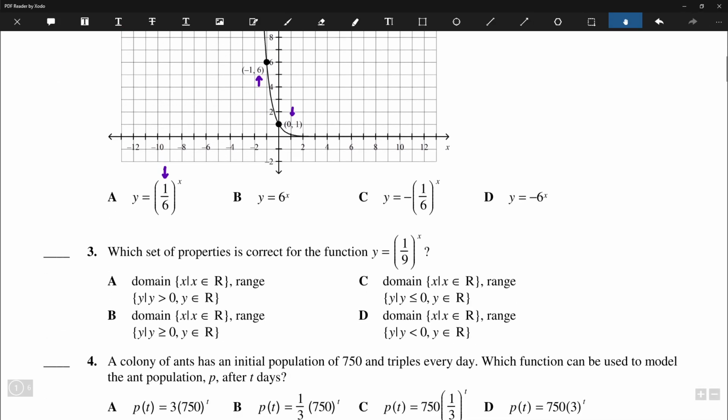Number 3. So the domain of an exponential function is, of course, x is an element of the real numbers. And we look at the range of this positive exponential function that's decreasing. The y values will be greater than 0. So once again, the choice here is A. Moving on to number 4.